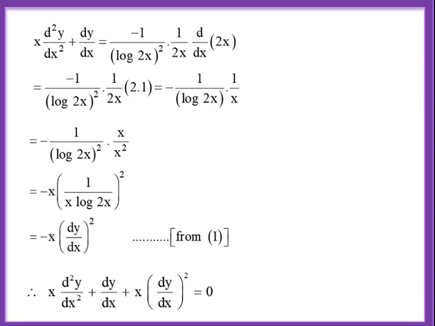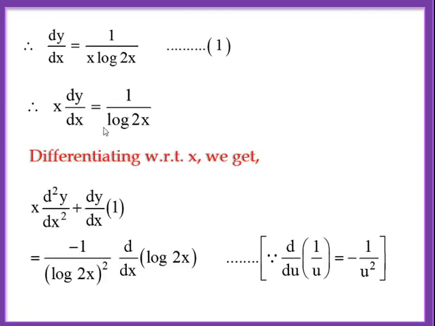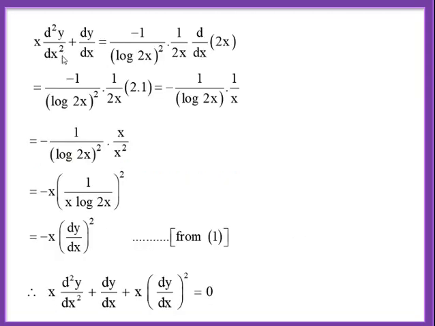We'll go to the previous slide. See, this 1 upon x log 2x, 1 upon x log 2x is what? dy dx. Is that clear? So this becomes minus x into dy dx bracket square. So finally x d2y by dx square plus dy dx is minus x into this. Bring this term to LHS, so plus square of dy dx equal to 0.